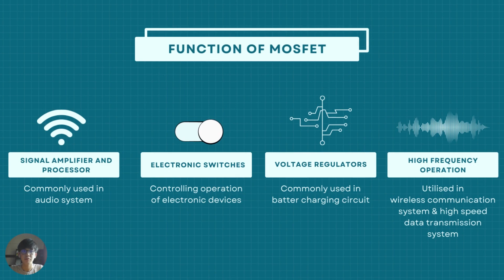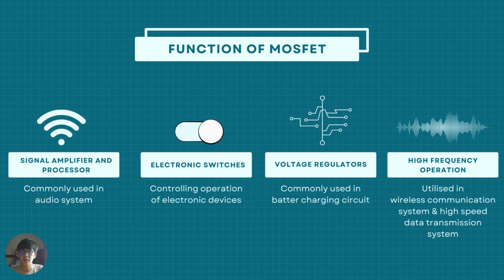These are the general functions of MOSFET. It can act as a signal amplifier and processor. It can be an electronic switch, and it is a voltage regulator. Also, it can be used in high frequency operation, which is utilized in wireless communication and high speed data transmission systems.